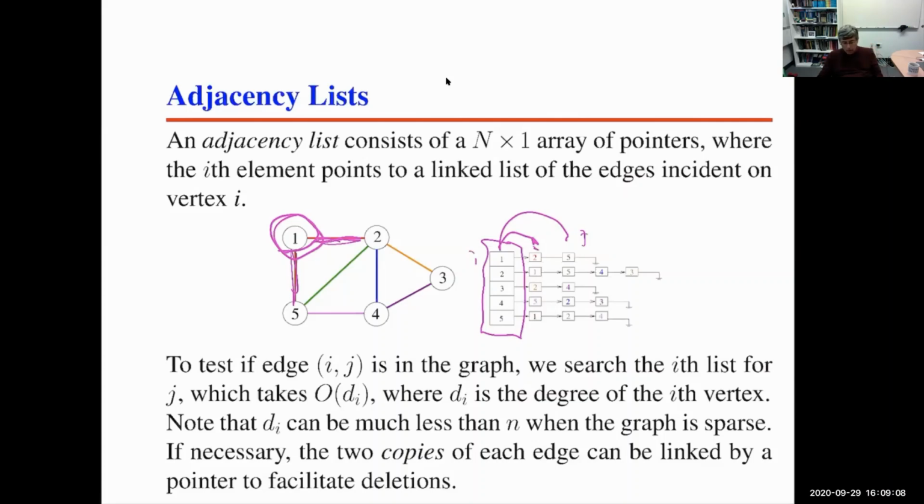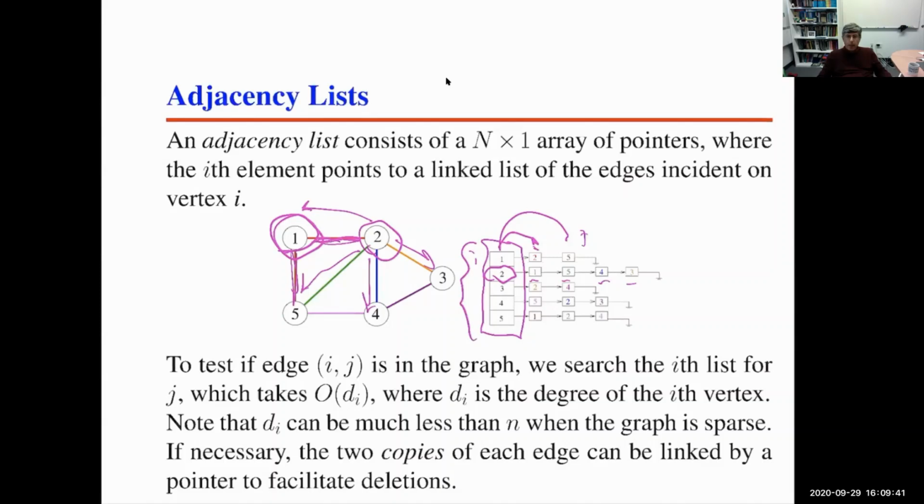What is the list associated with vertex 2? Vertex 2 goes to vertex 1. It goes to vertex 5. It goes to vertex 4 and to vertex 3. 1, 5, 4, 3. Okay? Does everybody kind of get this idea? I claim we can represent every graph by an array of n linked lists.